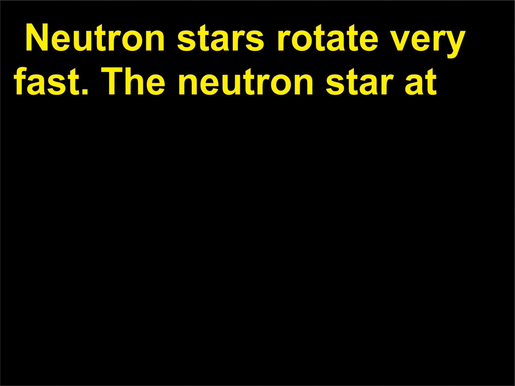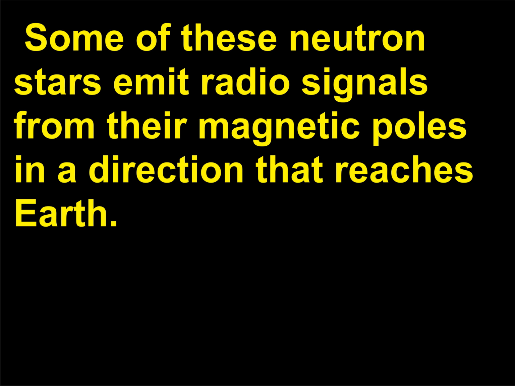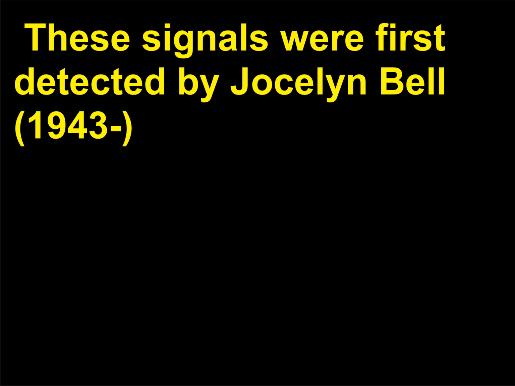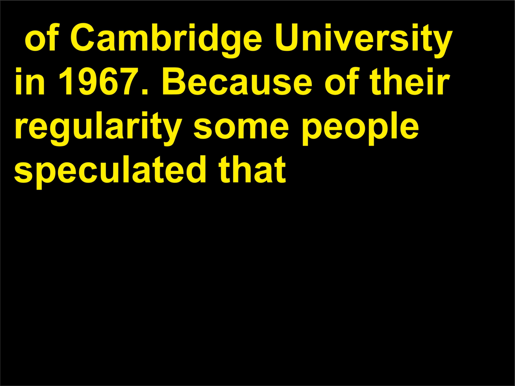Neutron stars rotate very fast. The neutron star at the center of the Crab Nebula spins 30 times per second. Some of these neutron stars emit radio signals from their magnetic poles in a direction that reaches Earth. These signals were first detected by Jocelyn Bell, 1943, of Cambridge University in 1967.